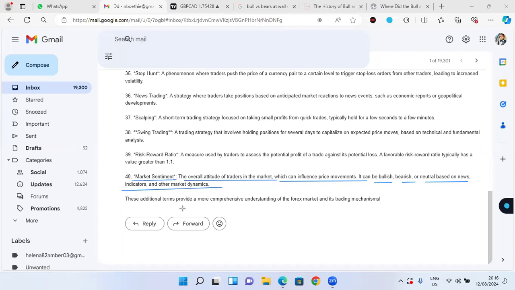So these additional terms, we just learn them because they provide a more comprehensive understanding of the Forex market and its trading mechanism. From now on, when I speak about stop loss hunt, news trading, volatility, I expect you to be on board. Those words are all on the group. So for tonight, that is what I wanted us to look at.